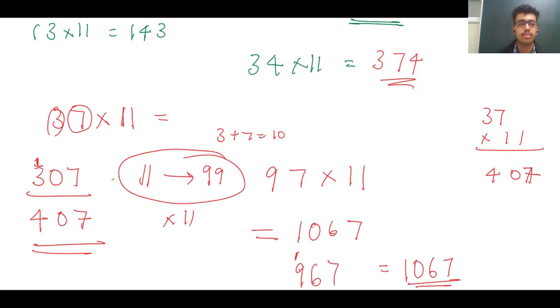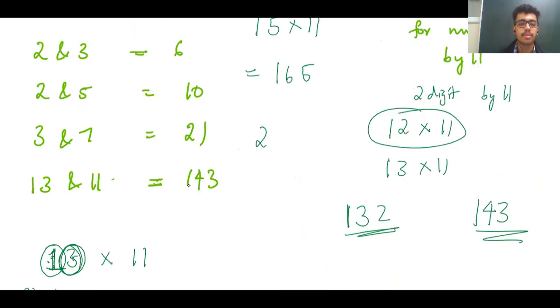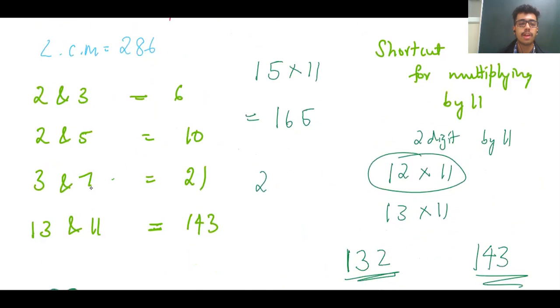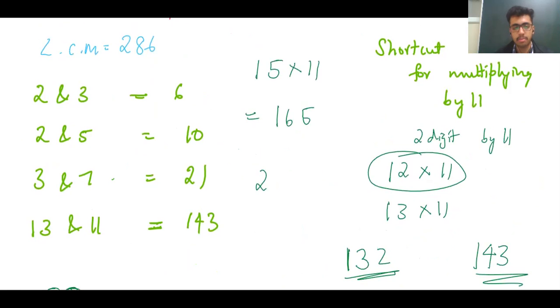Yeah, so where were we? We were at the prime numbers, the LCM of prime numbers. So can you see the pattern over here in the LCM of prime numbers? LCM of 2 and 3 is 6. LCM of 2 and 5 is 10. LCM of 3 and 7 is 21. LCM of 13 and 11 is 143. So these are the LCMs. So can you see any pattern in the LCM?